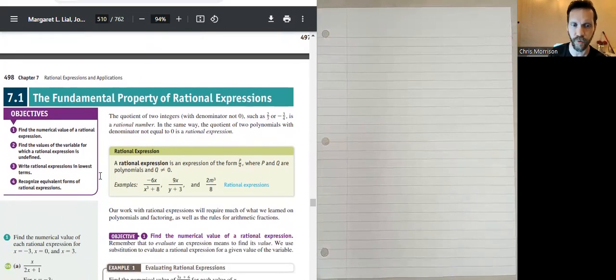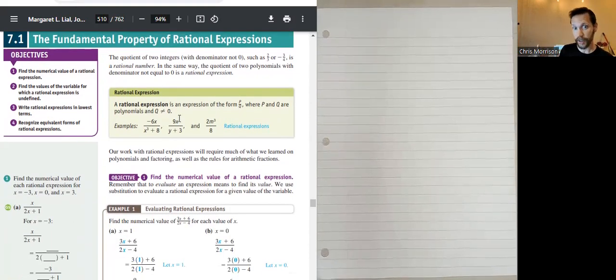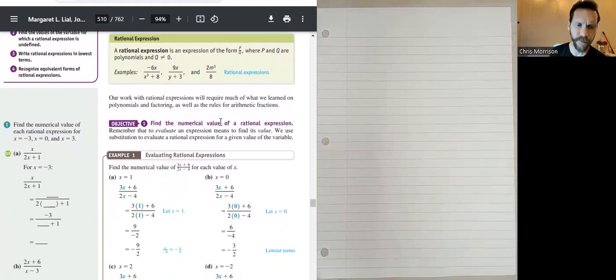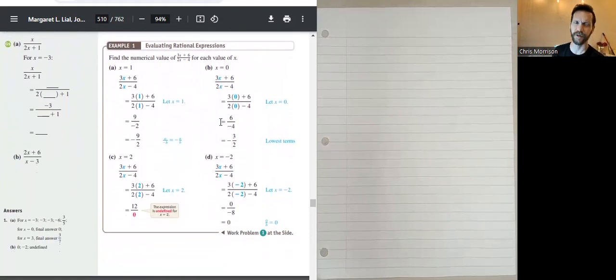And while you find that, I'll just remind you what a rational number is. A rational number is pretty much any number that can be written as a fraction. So 2/3 is a rational number. -3/4 is a rational number. 4 is a rational number because I can write it as 4/1, right? And so a rational expression is just where you have it written in a fraction form, polynomials in the denominator and/or the numerator. So -6x over x to the third plus 8, or 2m cubed over 8. These are rational expressions.